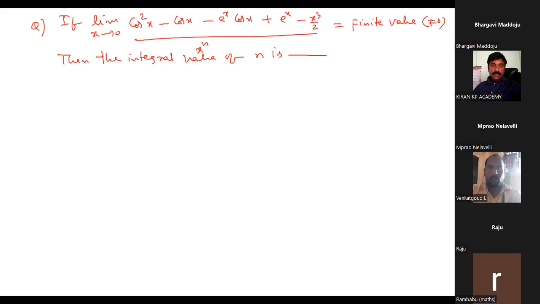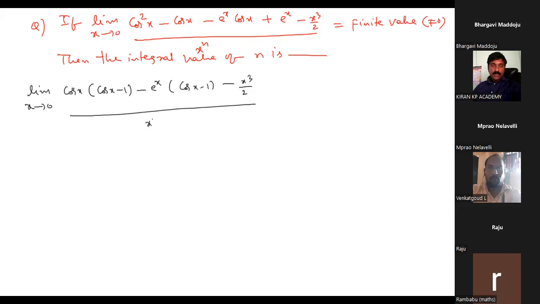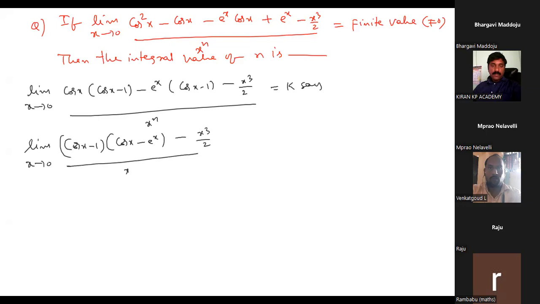Not getting. Say limit x tends to 0, right? So instead of using direct expansion, simplify a little. First two terms, cos x common, no? Cos x minus 1. Third, fourth, what is common? E power x common. So minus e power x into cos x minus 1. This simplification is easier. Is x power n equal to say k constant, right? Limit x tends to 0, cos x minus 1 into cos x minus e power x minus x cube by 2 by x power n, right, is equal to k.